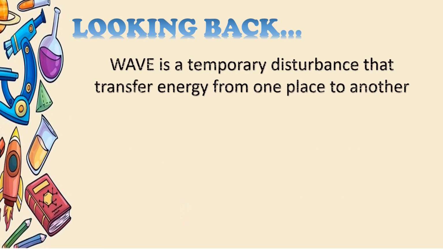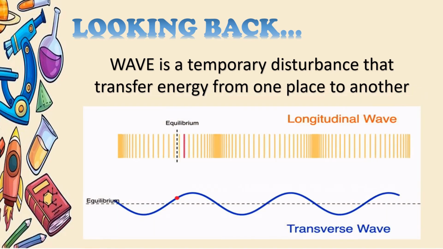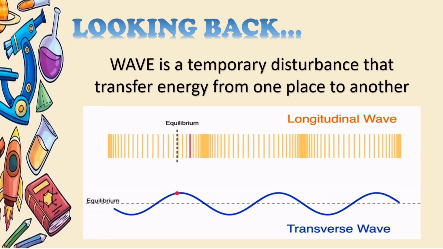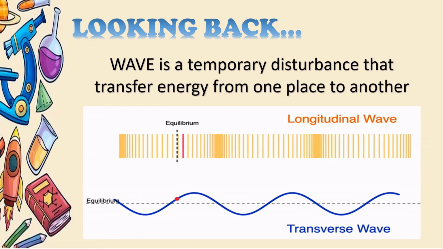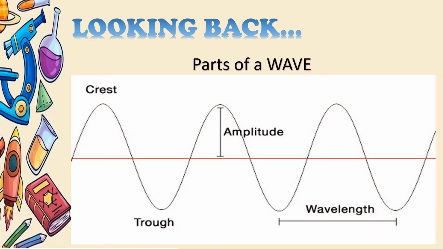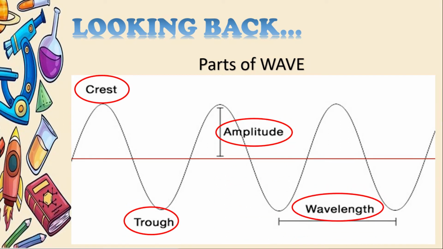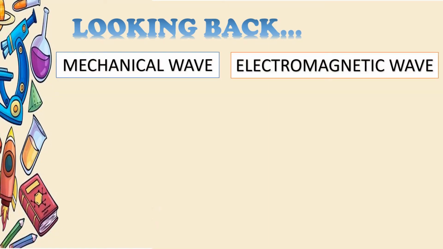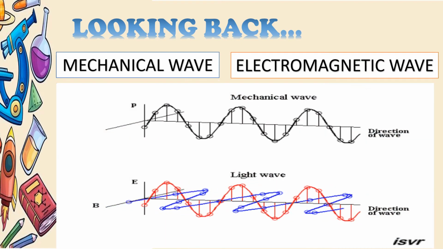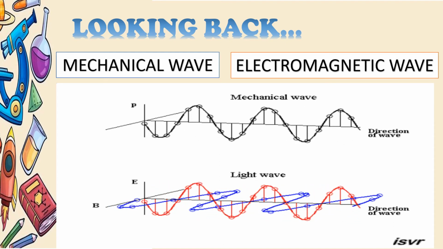You have learned from your previous lessons in science that a wave is a temporary disturbance that transfers energy from one place to another. You have also learned the different parts of a wave. These are the crest, the trough, the amplitude, and the wavelength. You have also learned that according to presence or absence of a medium, waves can be categorized into two: the mechanical wave and the electromagnetic wave.